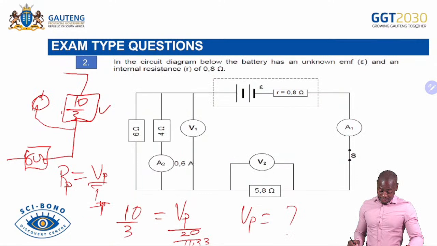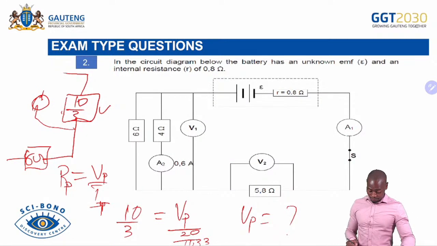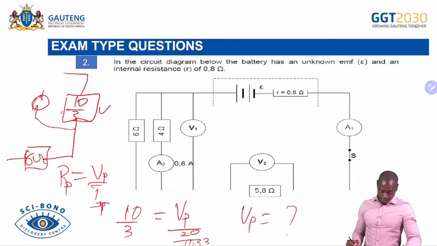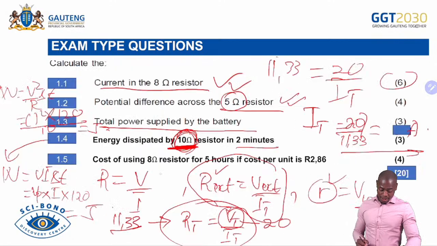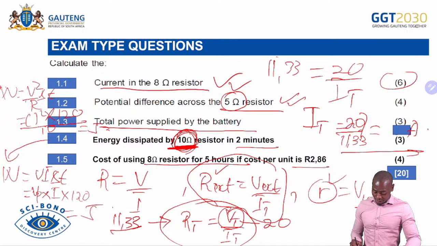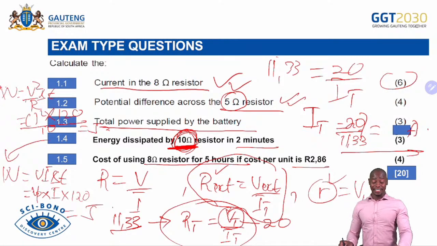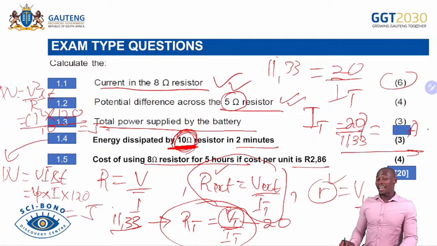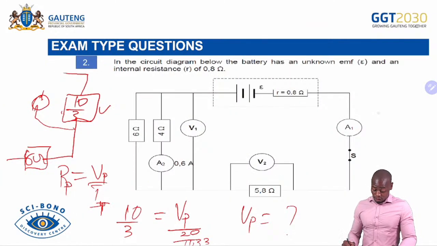Then the last question, they want us to calculate the cost. Sorry about that. Yeah, they want us to calculate the cost of using the 8 ohm resistor for 5 hours, if the cost per unit is 2.86 rand, right? Learners, I hope you still remember how to calculate the cost of electricity. Right? The equation is not there on your formula sheet. So the cost, right? Allow me to use this space. So the cost will be energy in kilowatt hour.